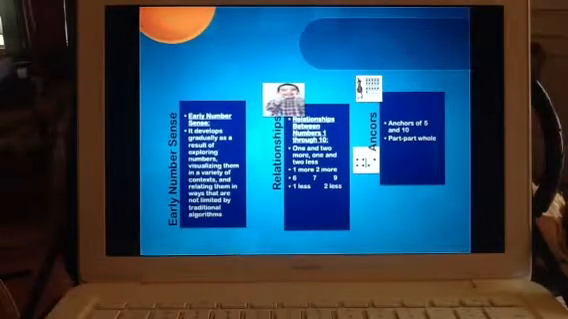Next, early number sense. It develops gradually as a result of exploring numbers, visualizing them in a variety of contexts, and relating them in ways that are not limited by traditional algorithms.